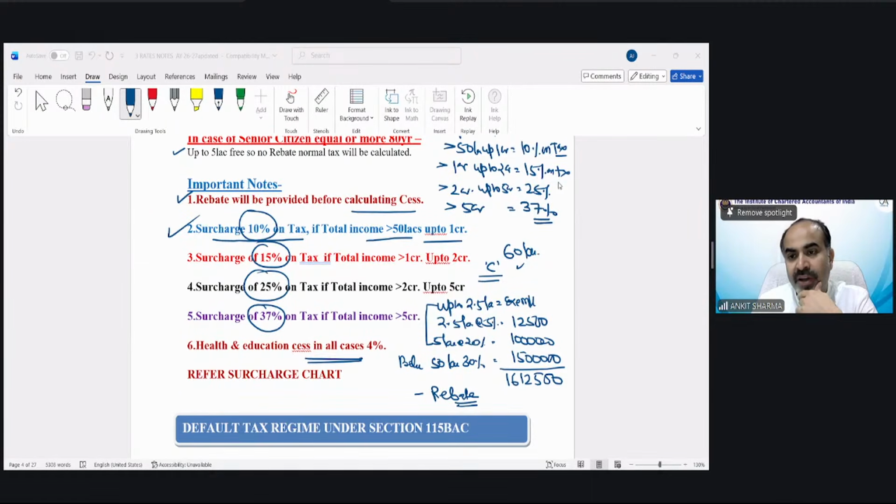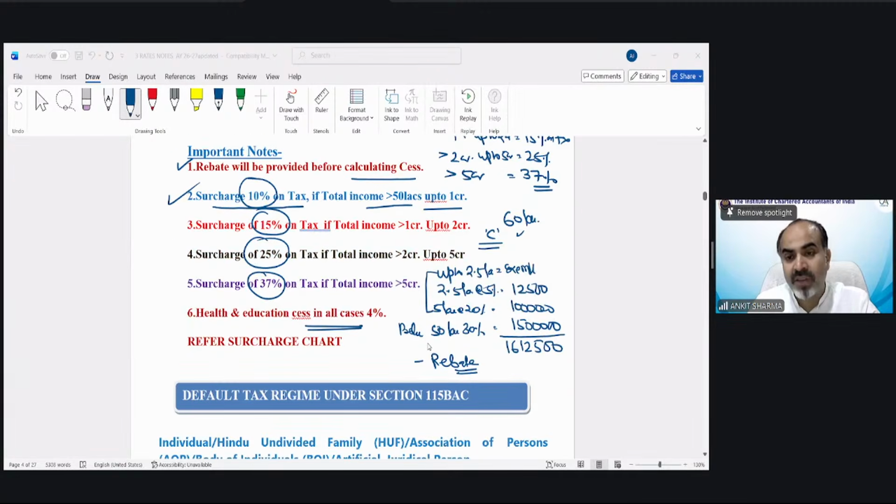Yes, absolutely right. Rebate will not be applicable because income is exceeding 5 lakh rupees. So rebate could be applicable only if income is up to 5 lakh rupees in the optional tax regime. So rebate would not be applicable. But surcharge would be applicable because income exceeds 50 lakh rupees, up to 1 crore. And what would be the rate of surcharge? The surcharge rate would be 10% of the tax value, not on income, it's upon tax.